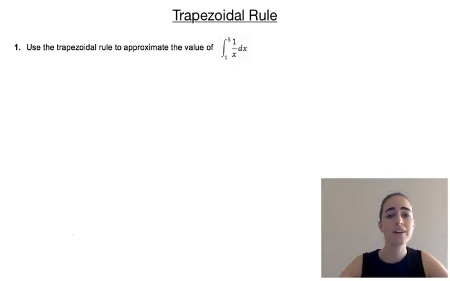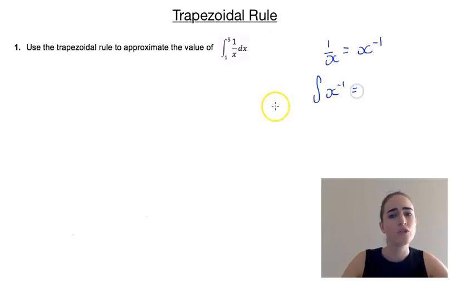Our first example asks us to use the trapezoidal rule to approximate the value of the integral from 1 to 5 of 1 on x dx. Now, before we use the trapezoidal rule, I just want to have a look at this. If we tried to integrate this, 1 on x is equal to x to the power of minus 1. If we tried to find the integral of that, our normal method doesn't work, because normally we'd be increasing that power by 1, so that would give us a power of 0, and then dividing by that new power, and this doesn't make any sense.